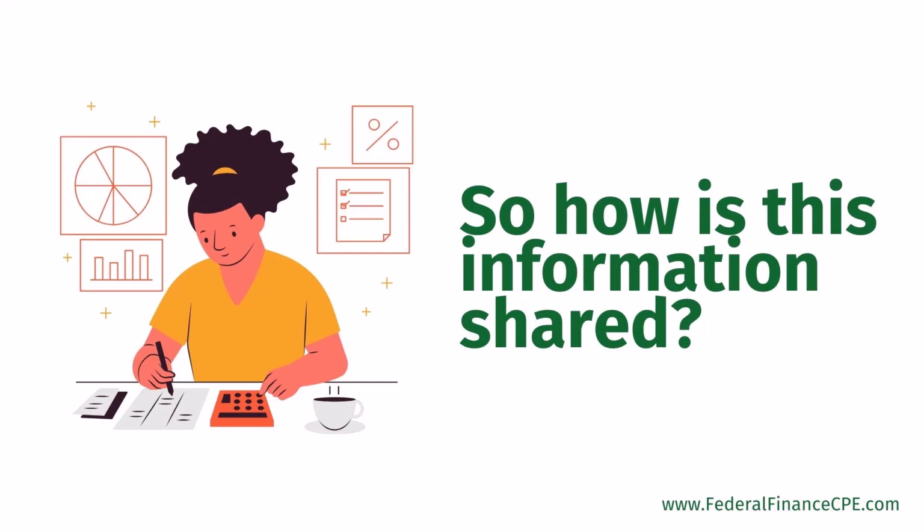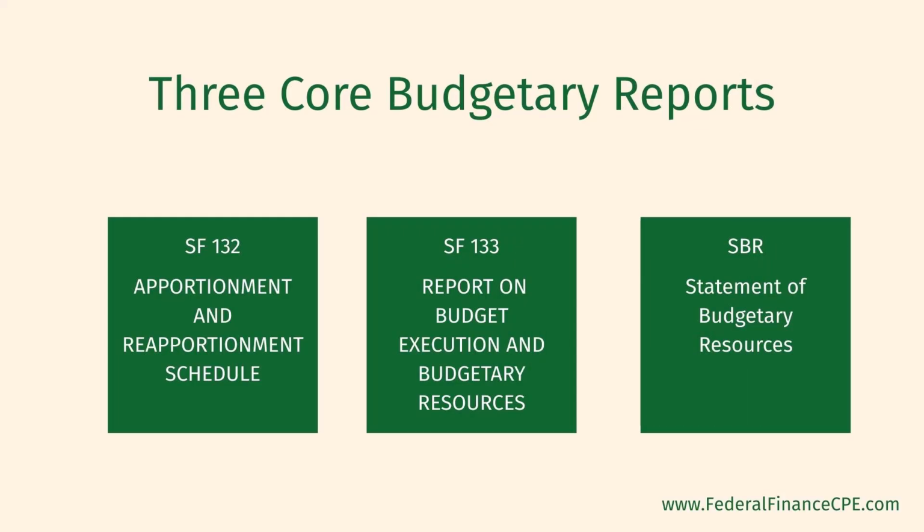So how is the information shared? Well, I teased it a little bit, and there are three main budgetary reports. We have the SF-132, which is an apportionment and reapportionment schedule. We have the SF-133, which is a report on budget execution and budgetary resources. And we have the SBR, which is a Statement of Budgetary Resources. Now, I want you to remember who's responsible for what.